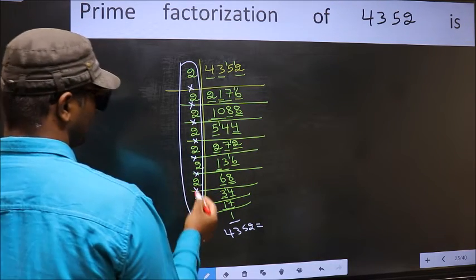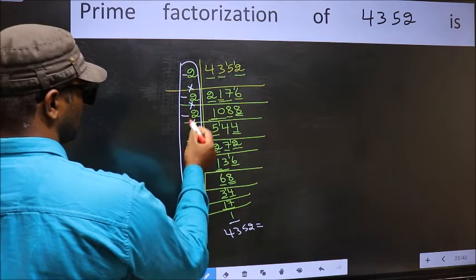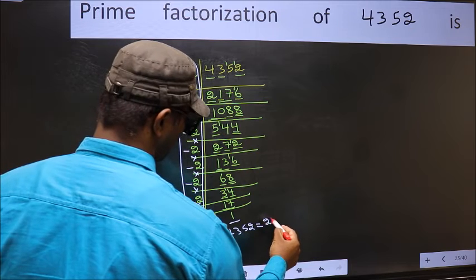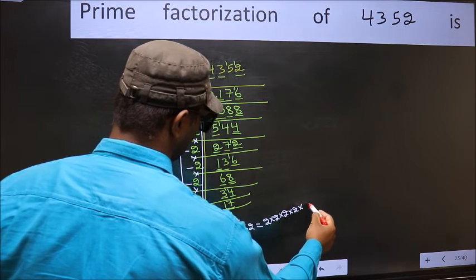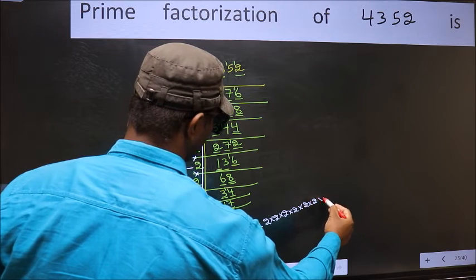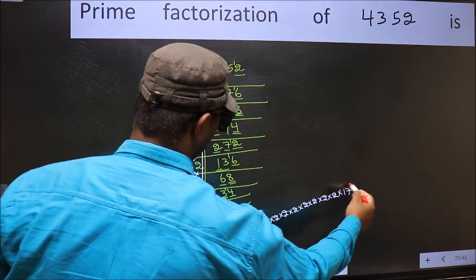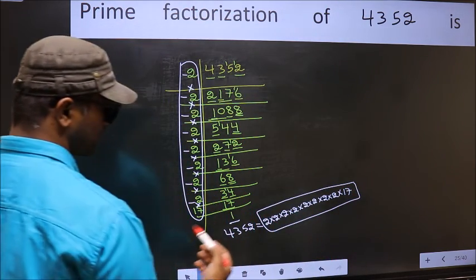that is, how many times did we get 2? 1, 2, 3, 4, 5, 6, 7, 8. So 2 into 2 into 2, 2 into 2 into 2, 2 into 2, and finally into 17. This is the prime factorization of 4352.